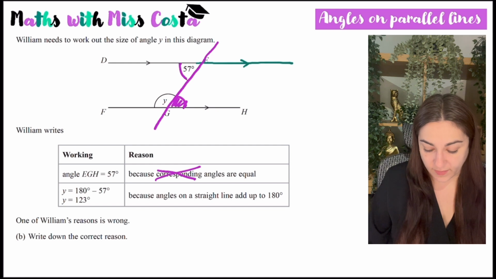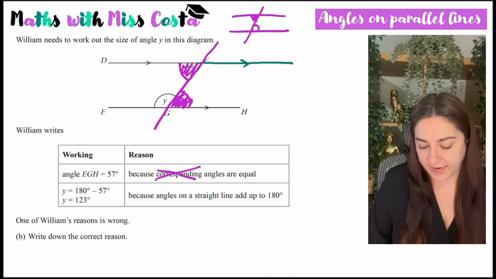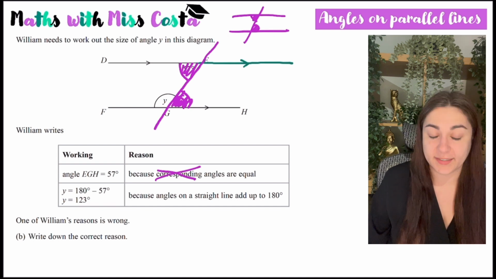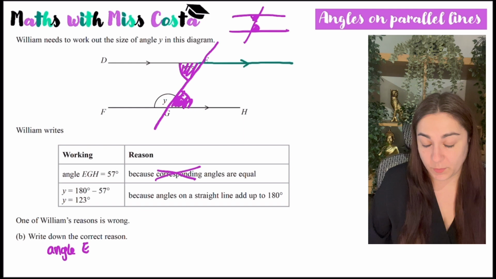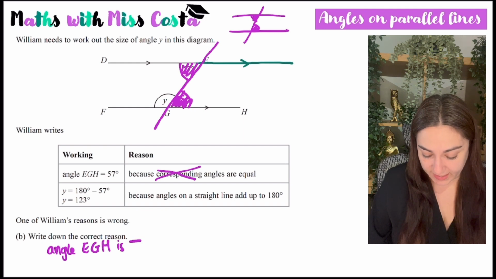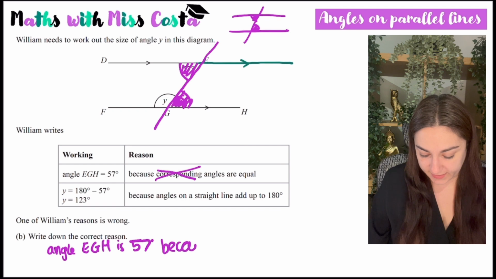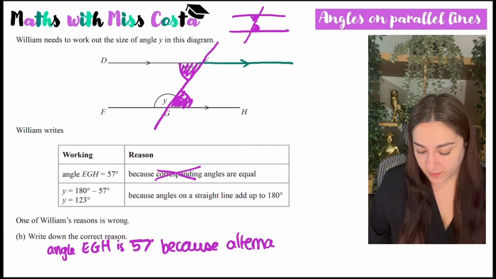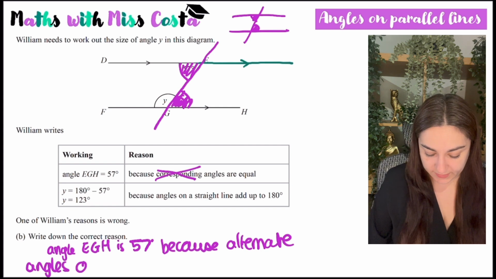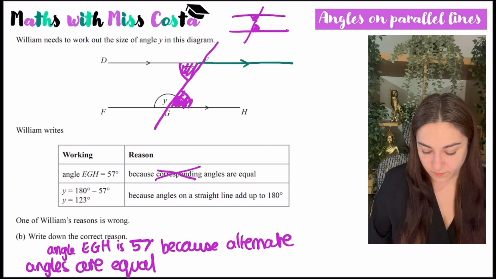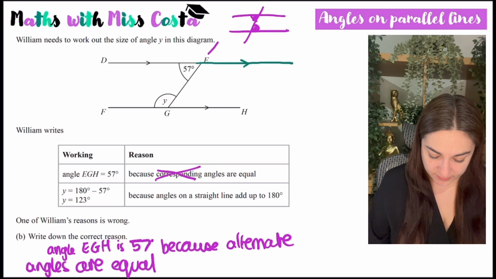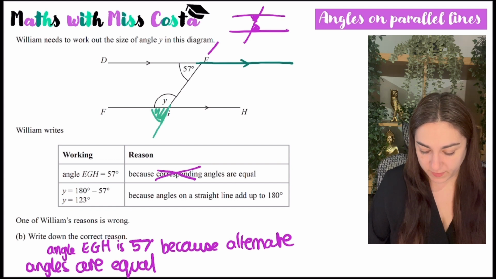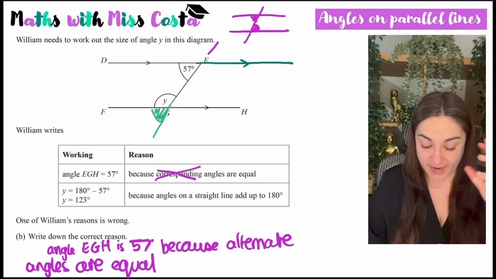Well, that's wrong because this angle and this angle here are alternate angles. So when they're on alternate sides of the diagonal, that's when we call them alternate angles. So we'd say angle EGH is 57 degrees because alternate angles are equal. The corresponding angle that he's talking about, if I wanted to have a corresponding angle, it would be over here. So it's important to know your different angle rules.